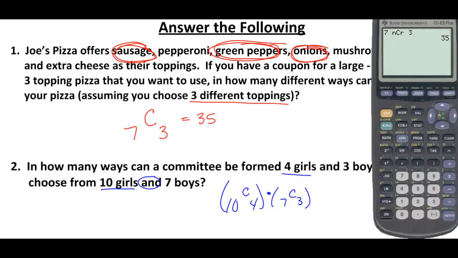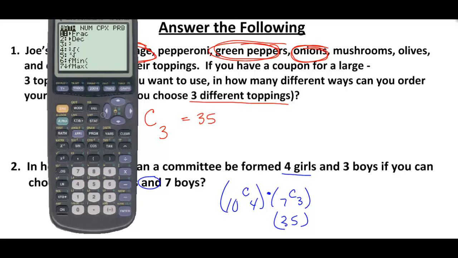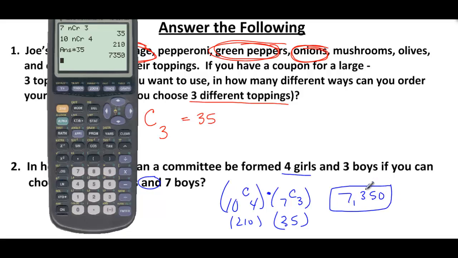Well, I already know what 7 choose 3 is. That's 35. Okay, so I'm not going to worry about typing that in again, so that's 35. If I take 10 choose 4, I get 210. So this is 210 times 35, and that gives me a final answer of 7,350 different ways that out of this class of 17 kids I can choose 4 girls and 3 boys.